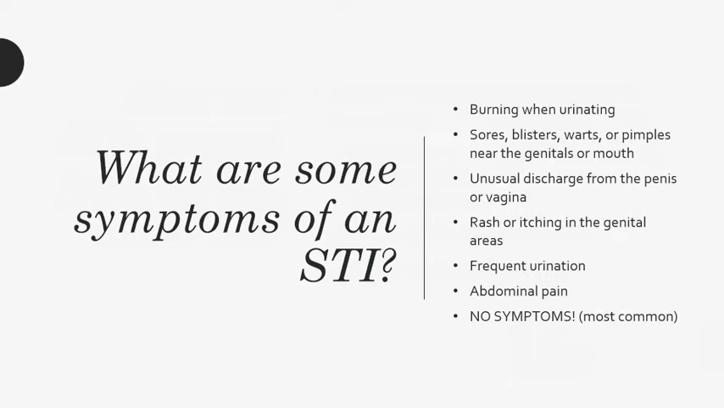So what are some symptoms of an STI? Well, the first thing I want to say is that the most common symptom is no symptoms at all. However, if someone is experiencing symptoms, they might feel burning when urinating or peeing. They might have sores, blisters, warts, or pimples near the genitals or mouth. They may experience an unusual discharge from the penis or vagina, or rash or itchiness in the genital area. They might experience frequent urination, and lastly, abdominal pain or belly pain. But again, the most common symptom is no symptoms at all, which is why it's really important to get tested and know your status.